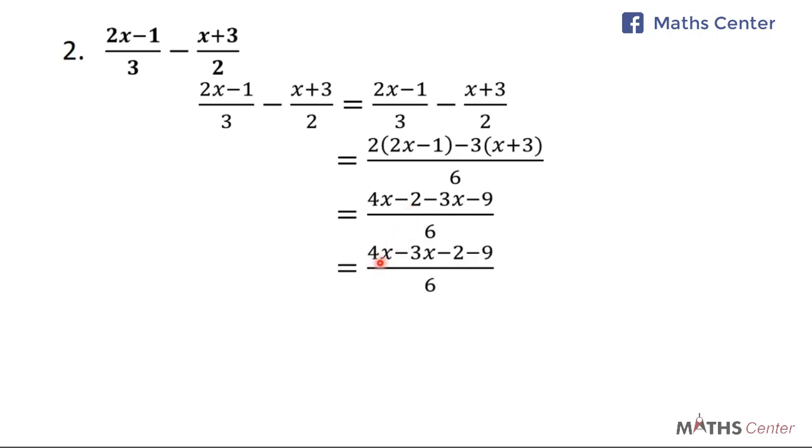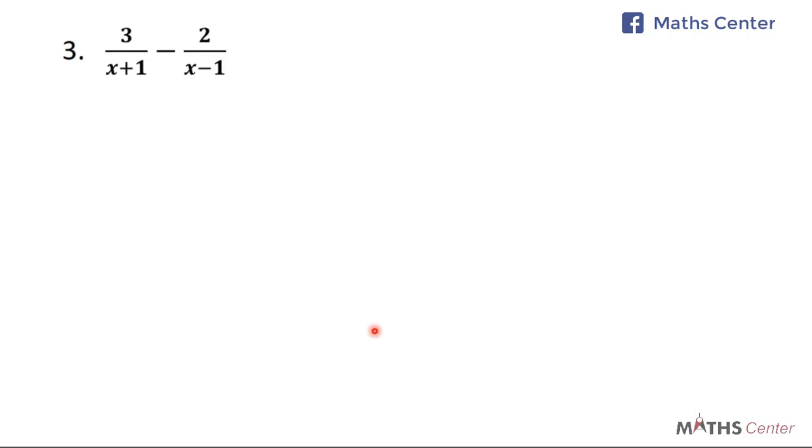So when you are grouping like terms, you are going to have 4x minus 3x minus 2 minus 9, all over 6. If you watch the video on addition and subtraction of algebraic expressions, you understand how we are doing the addition and grouping of the like terms. You know that 4x minus 3x will give us x, minus 2 minus 9 will give us minus 11, all over 6. We move on to the next one.